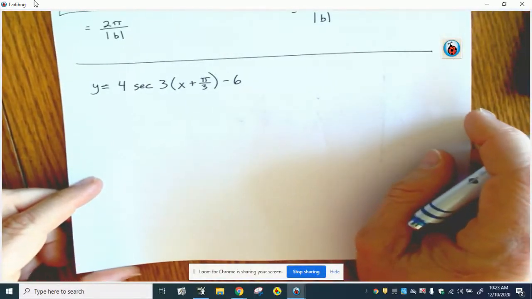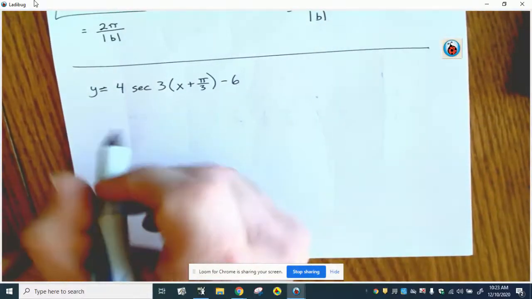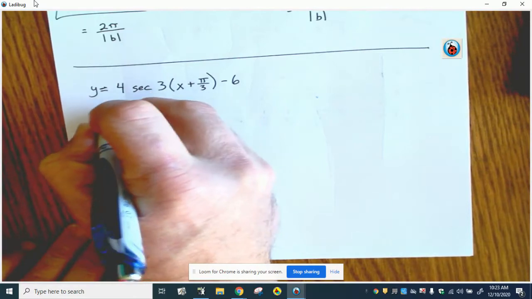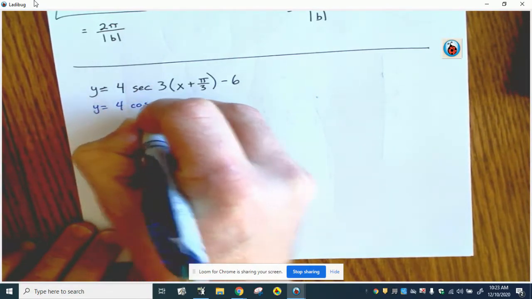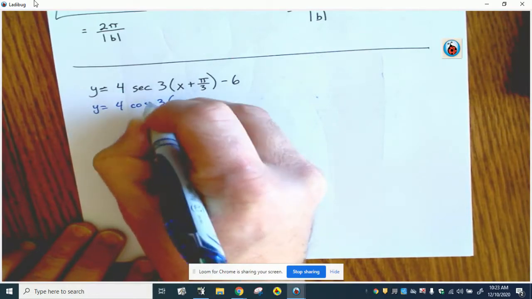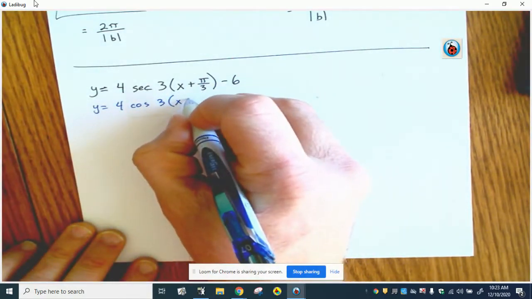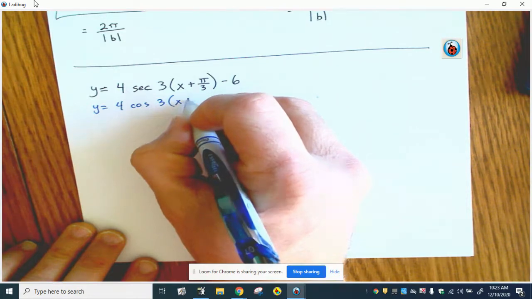Let's try a secant graph. Okay, these are actually my favorite ones to draw. I'll show you why. All right, so first thing I'm going to do is I'm going to draw the same exact thing, but I'm going to draw the cosine version. Okay, because secant, cosecant, or cosine and secant, those are reciprocals of each other.